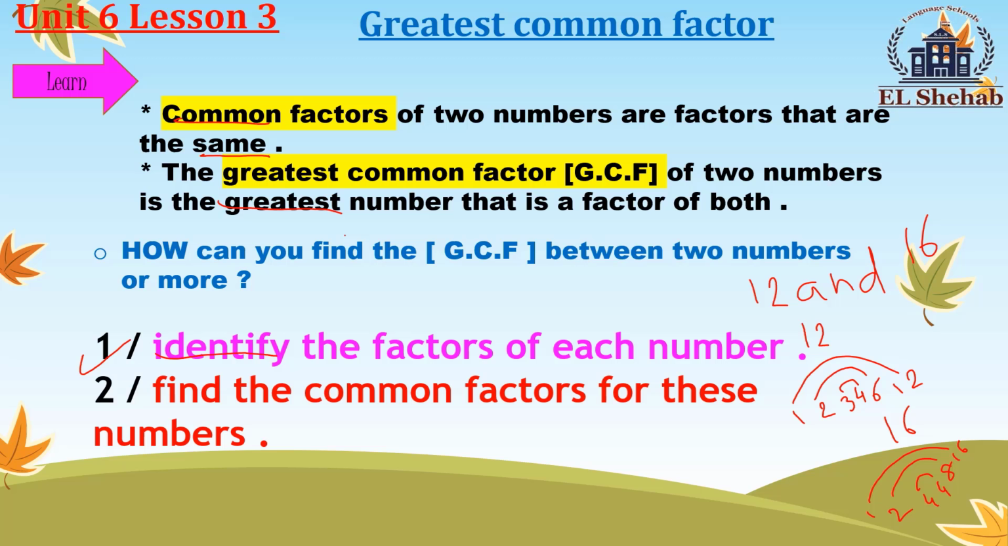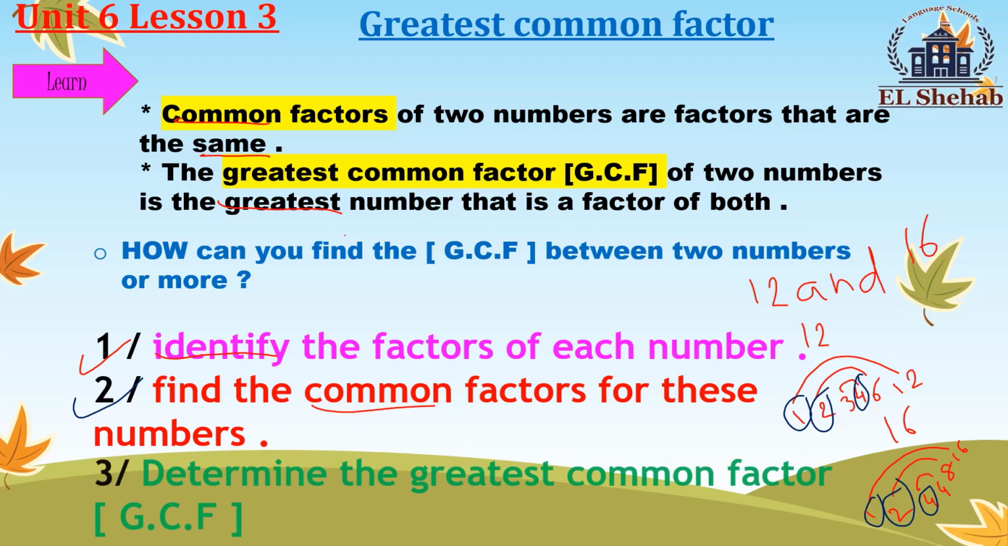Second step, we have to find the common factors. We said that common means same. So let's find the common numbers or the repeated numbers in both factors of 12 and 16. Let's do it with a different color. 1 and here 1. 2, 2. 3, no, the 3 is not repeated. 4 and 4. 6 is not repeated. 12 is not repeated. So now we found the common factors for these numbers. So we are done with step number 2.